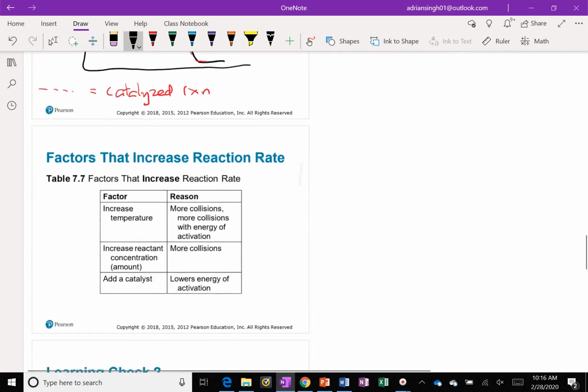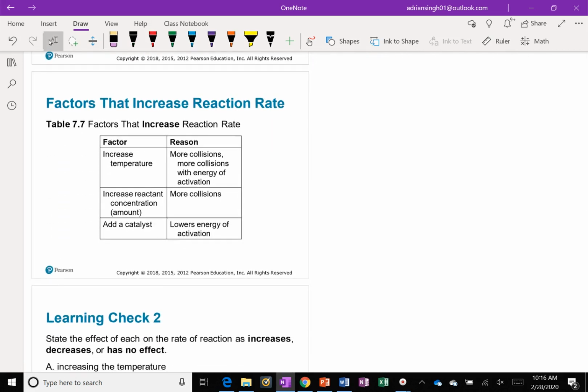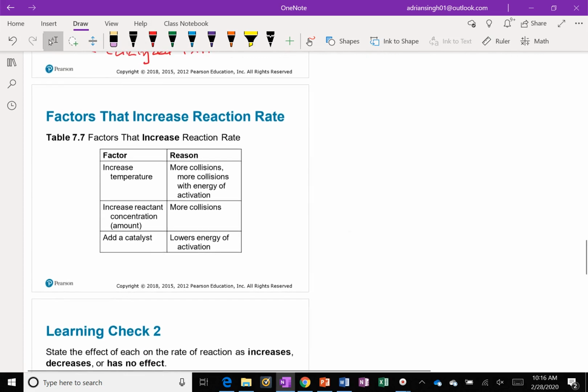All right, so we saw that there are three things we can do to affect the reaction rate, or the speed. We can increase the temperature, which provides more collisions that'll allow us to get over that barrier, or that activation energy. We can increase the amount of the reactants, which leads to more collisions, or we can use a catalyst that lowers that hill, or that activation energy.